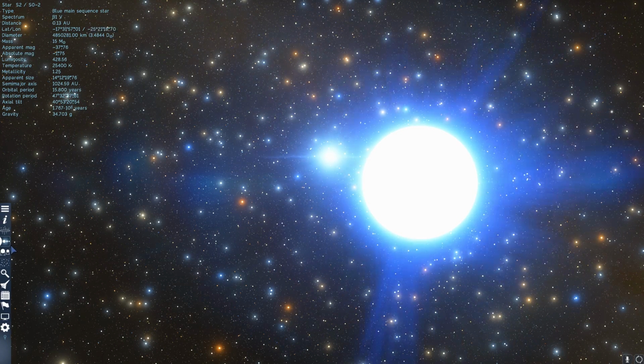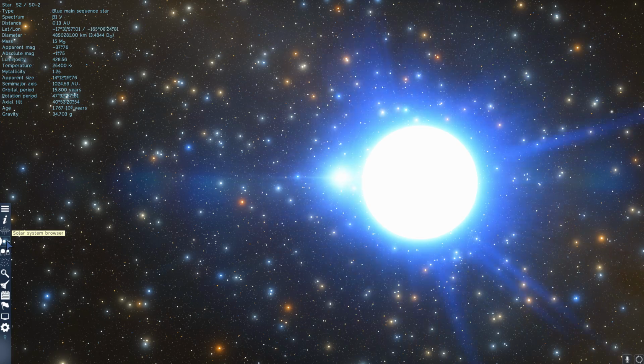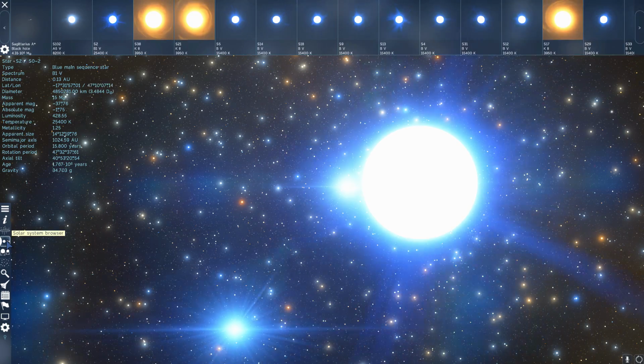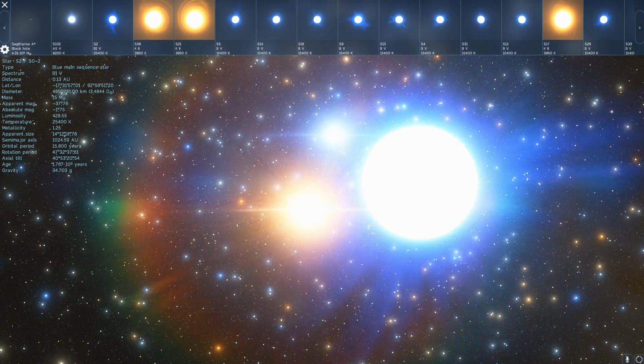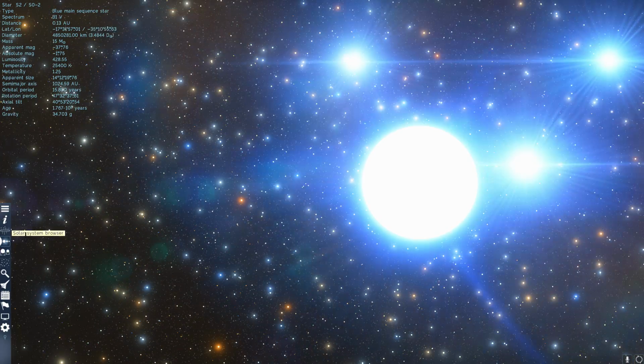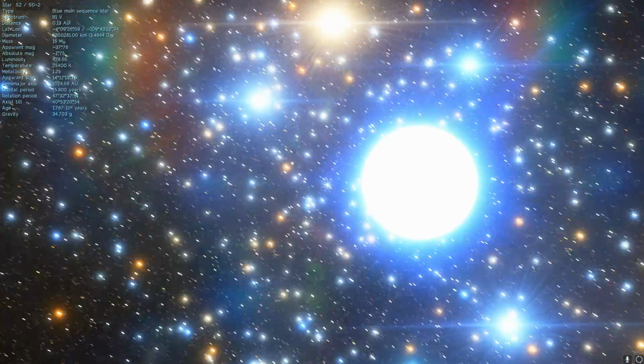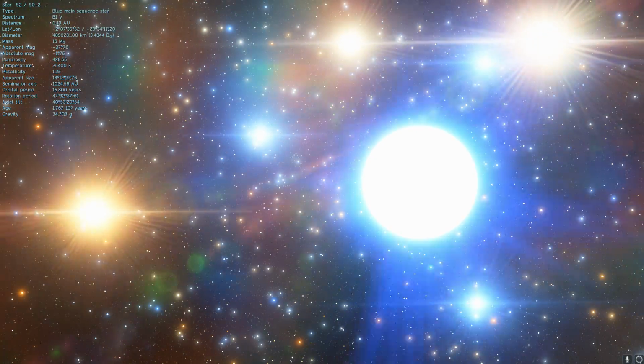Now, in Space Engine, it doesn't possess any planetary bodies. If you open up its parameters, you'll see that there are really no planets present here. But I really wanted to discover if it's possible for this particular star to actually have a habitable planet.